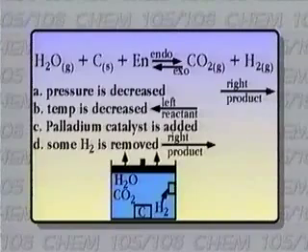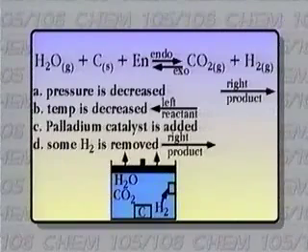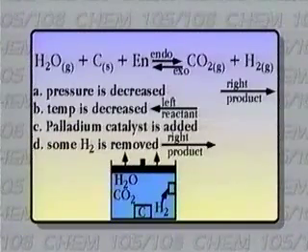So in other words, if I pull some out, the system will shift. I will have a decrease in the amount of water now because some of it's going to be used up. I'll get an increase in the CO2, and I'll get an increase back in the hydrogen. It's going to try to replace that hydrogen that I removed.